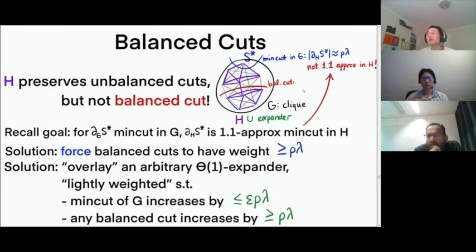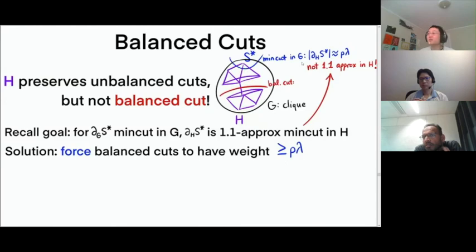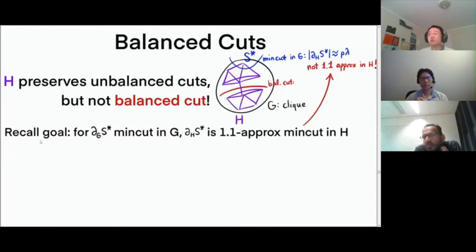The point is the balance cut has many more edges in the expander than the min cut itself. Sure, I understand what it's doing, but why are we doing this? So the reason is our goal was to ensure that the min cut in G is a 1.1 approximate min cut in H, with the same vertex partition. In this case, if the balance cut is too small, then this min cut here is not a 1.1 approximate min cut because this cut is way smaller. It's like 1 compared to 3.